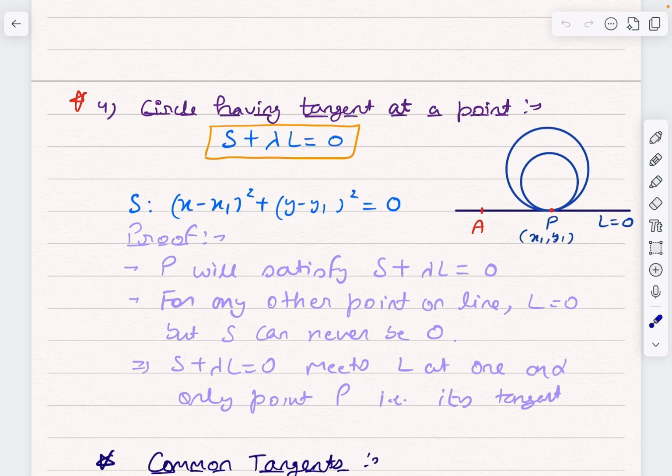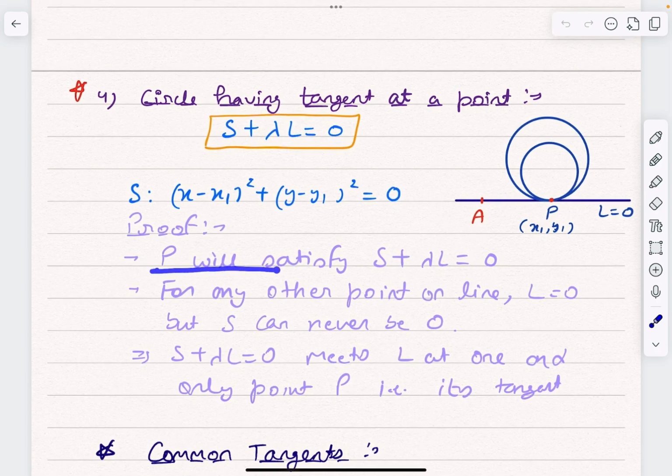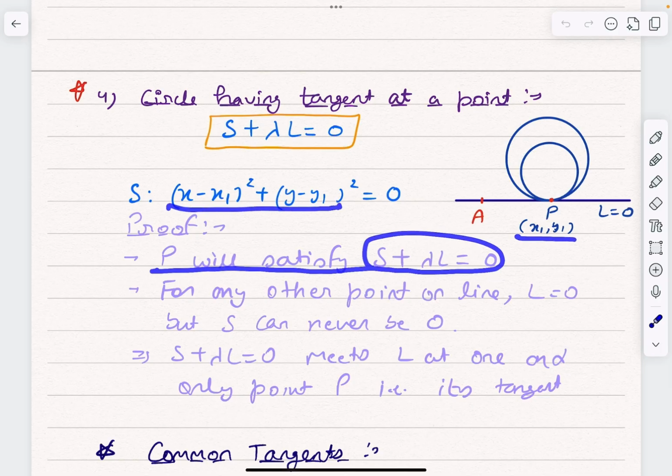But we can write all of them in terms of x1, y1, and L directly. Again, what you will remember, S plus lambda L equal to 0. What will be S here? S will be the point circle: x minus x1 square plus y minus y1 square equal to 0. And L is the given equation of tangent. Now, how do we prove this? See, P will satisfy S plus lambda L equal to 0, because P is x1, y1. If you put it here, you get 0, and it will satisfy L also.